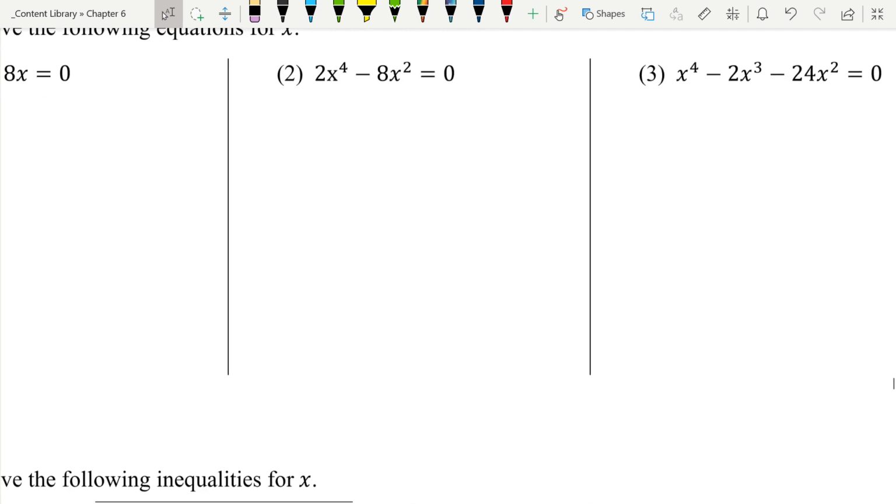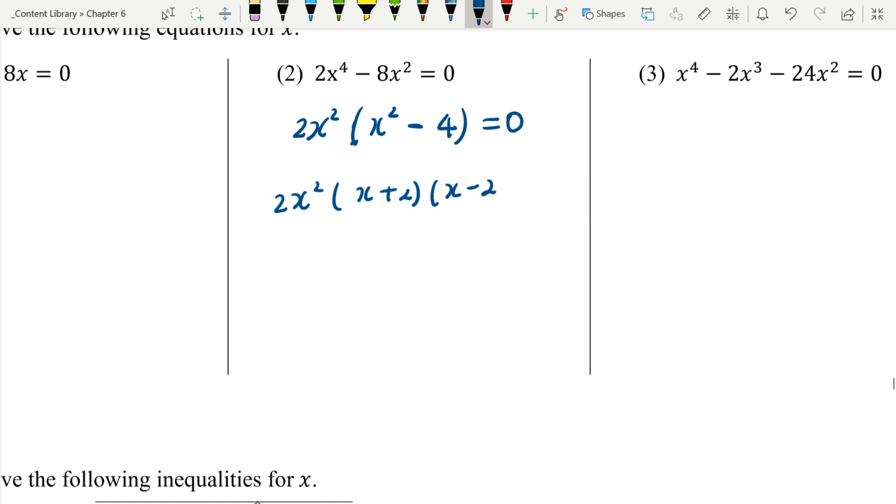Because there's no constant term, what's the highest common factor here? 2x squared. So I will take 2x squared out, and you have x squared minus 4 equals 0. And then that's 2x squared, x plus 2, and x minus 2, equals 0. So x equals 0 or x equals plus minus 2 will be the solution. And the first one and the third one will be solved by the same method. We take the highest common factor and factorize that. Yeah, so it's easy to factorize.